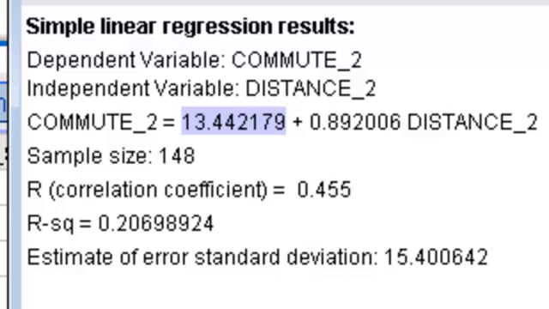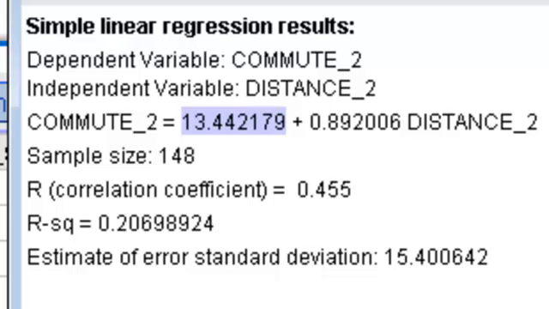Now when we're thinking about interpreting the meaning of the y-intercept term, we have to ask ourselves if it makes sense for our x term to be 0. Since our x term in this model is distance traveled from home to the college, it probably doesn't make sense to think about a student who travels 0 miles to school.